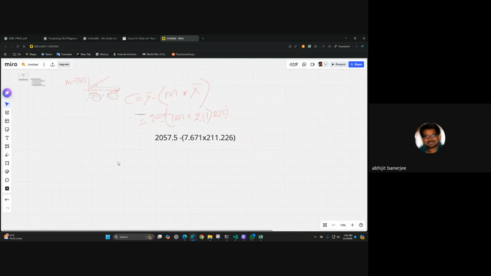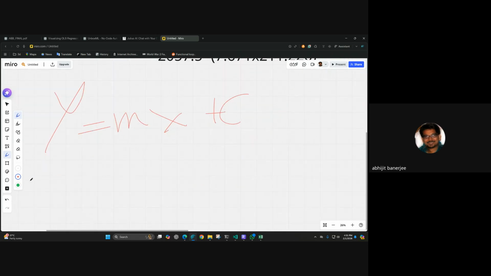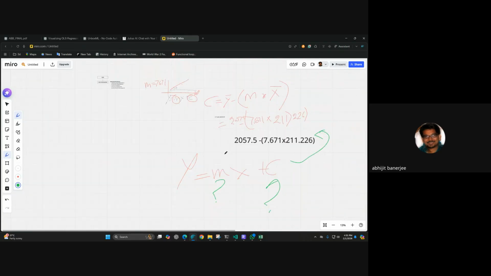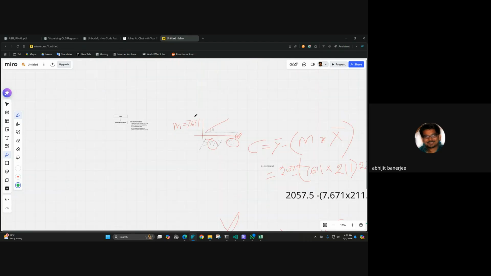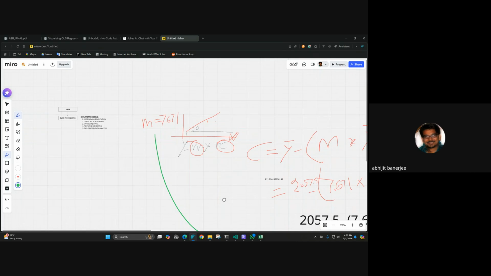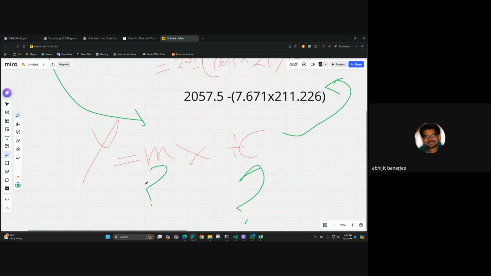When we have this m and our c, do we have the full equation? This was our equation, right? Y equals to mx plus c. Our notion was to find the values of m and c. Now we have these two values. We have c here and we have m somewhere over here. Now that we have two values, m is found as 7.671 and c is found as well. Now we have a straight line.